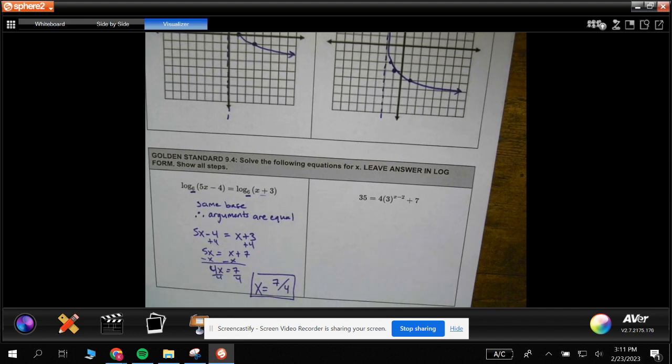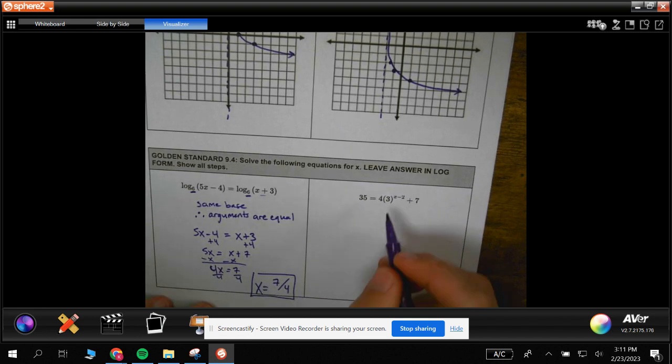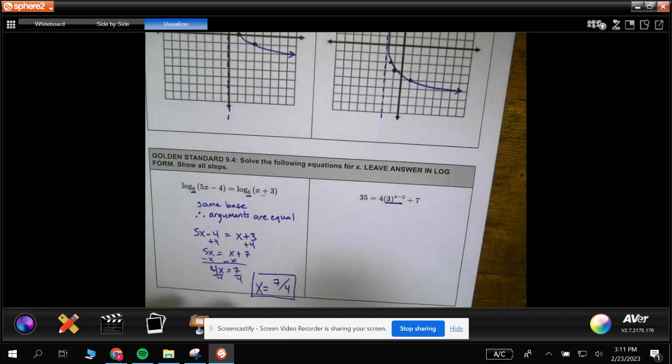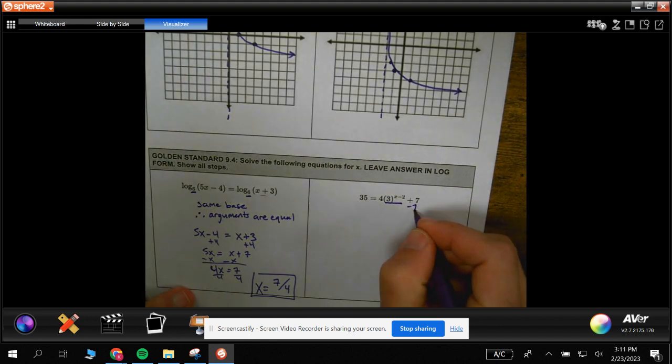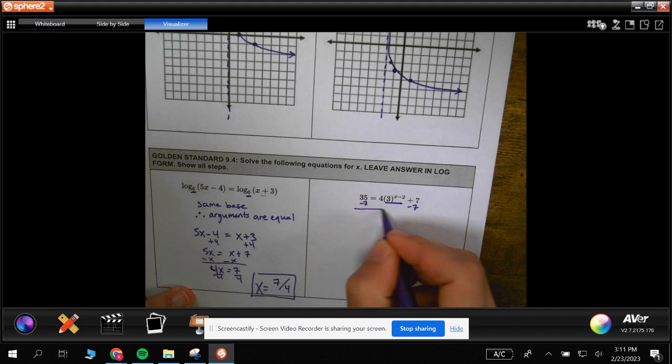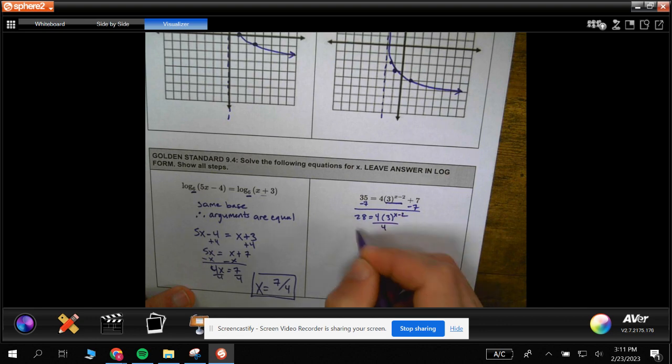Okay, there we go. Now, let's look at the exponential. First step we want to do, we want to get the exponential term isolated. I want to isolate this 3 to the x minus 2 power. So I got to get rid of everything else first. So first step, I'm going to subtract 7 from both sides. So I'm going to get 28 equals 4 times 3 to the x minus 2 power. I'm going to undo that multiplying by 4 by dividing by 4 to get 7 equals 3 to the x minus 2 power.